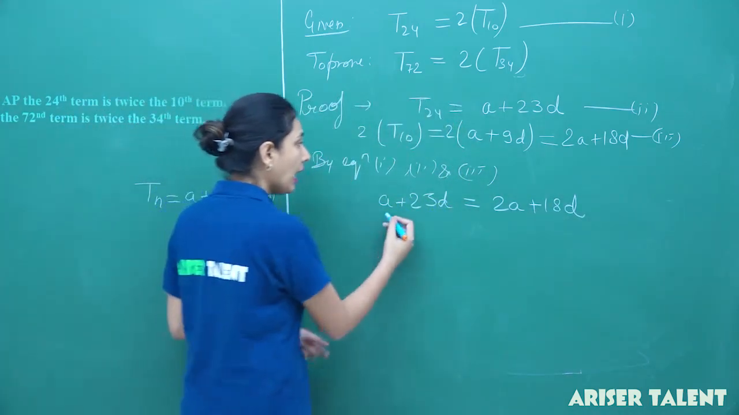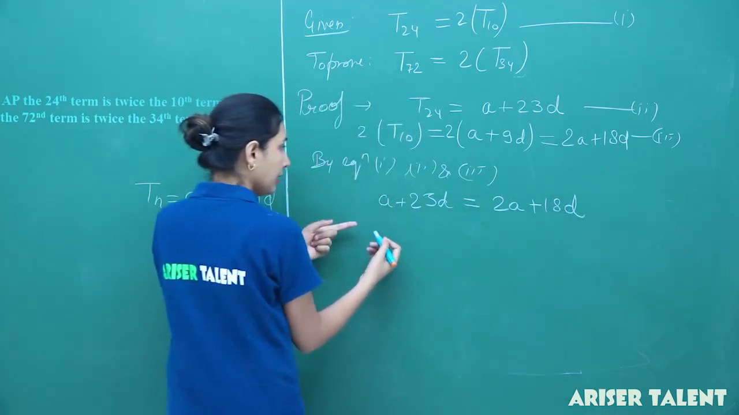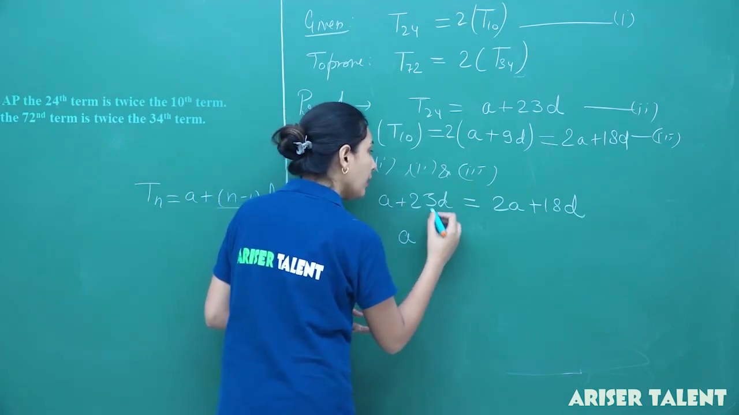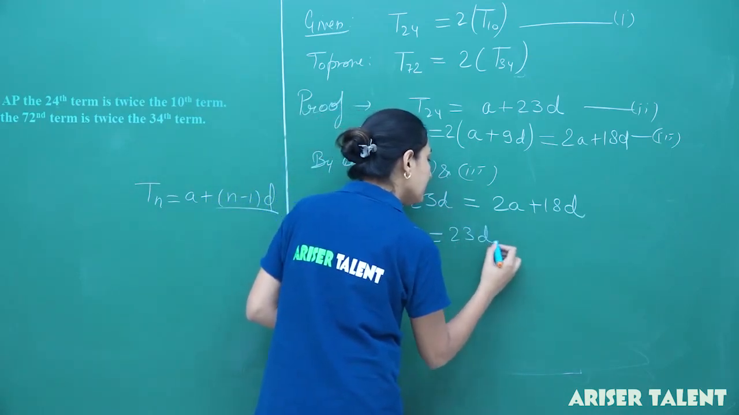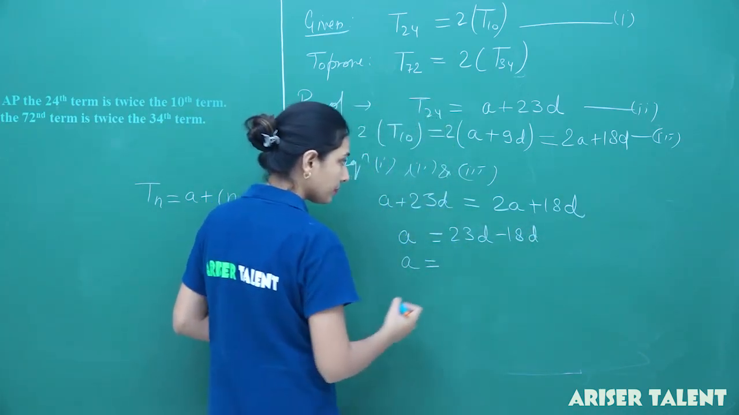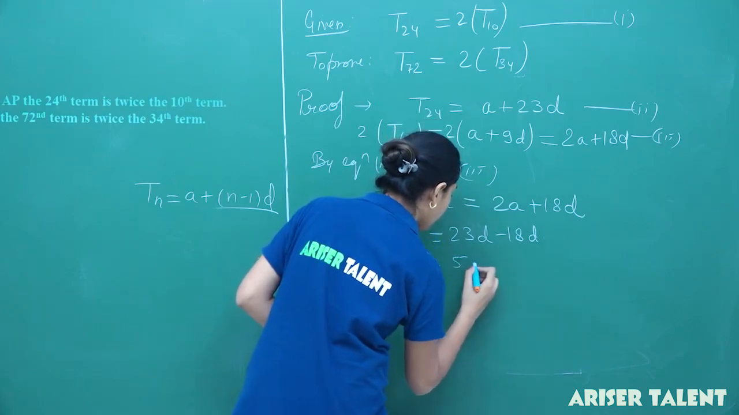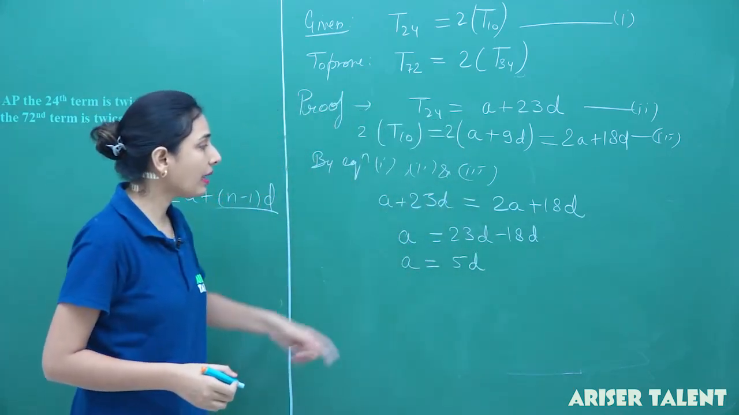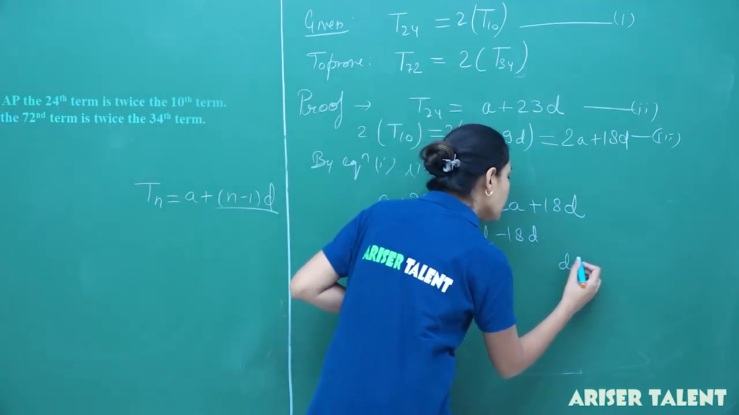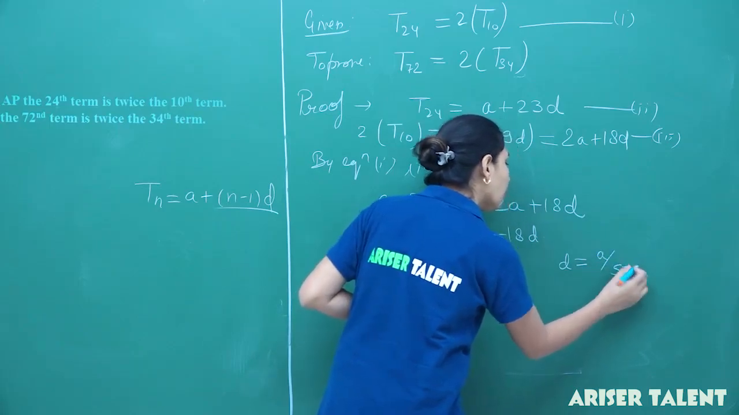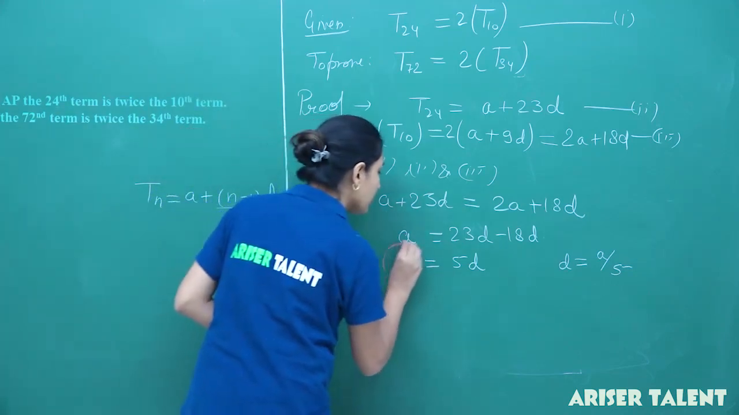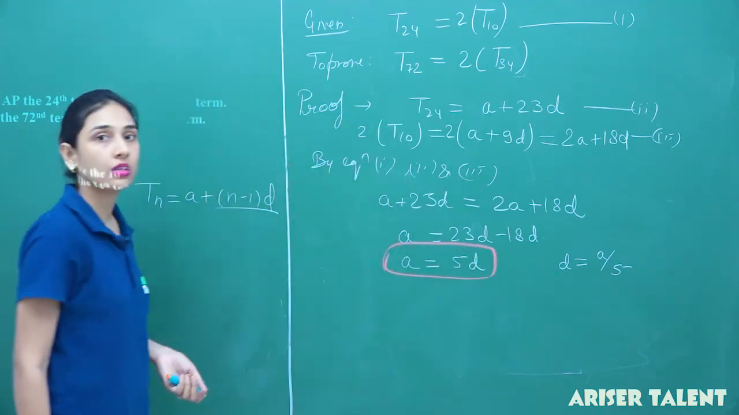Okay. Now I'll transfer it here and here. So it will give me 2A minus A equals to A. Okay. 23D minus 18D. So A will be equals to what? 5D. Now mind it, A equals to 5D, or I can write D equals to A by 5. I can put the values as I want to. Okay. So what I concluded from these two equations is A equals to 5D, students.